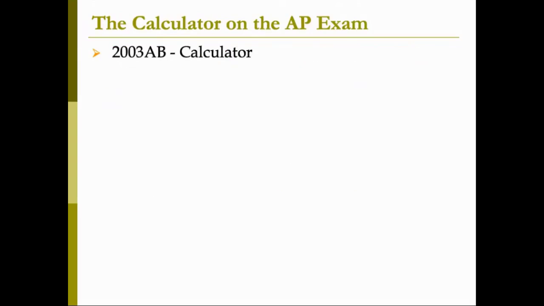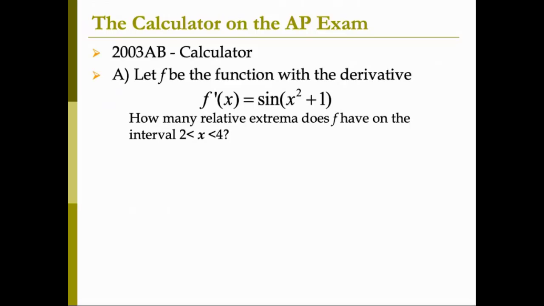Okay, so let's go ahead and look at our calculators. So pull your calculators out. Let me give you a question. So here's a question that was on the 2003 AB exam, and it said something like this. It said, let f be a function with the derivative, so this is the derivative function, sine of x squared plus 1. How many relative extrema does f have on the interval from 2 to 4? So pull out your calculators, and we're going to go ahead and look at this, okay?